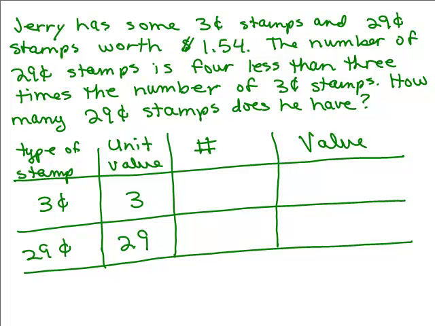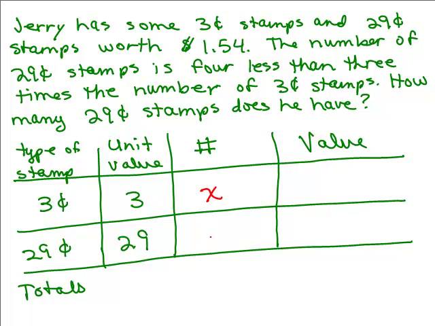Now, it doesn't tell us the total number of stamps. So usually I use the totals down here, but we're not going to be able to fill that in because it doesn't tell us the total number of stamps. What it tells us is that the number of 29-cent stamps is 4 less than 3 times the number of 3-cent stamps. So I need to know how many 3-cent stamps there are, but I don't know that, so I need to use a variable. For the number of 3-cent stamps, let's say we've got X. We don't know what it is, so let's just call it X. Any letter will do.